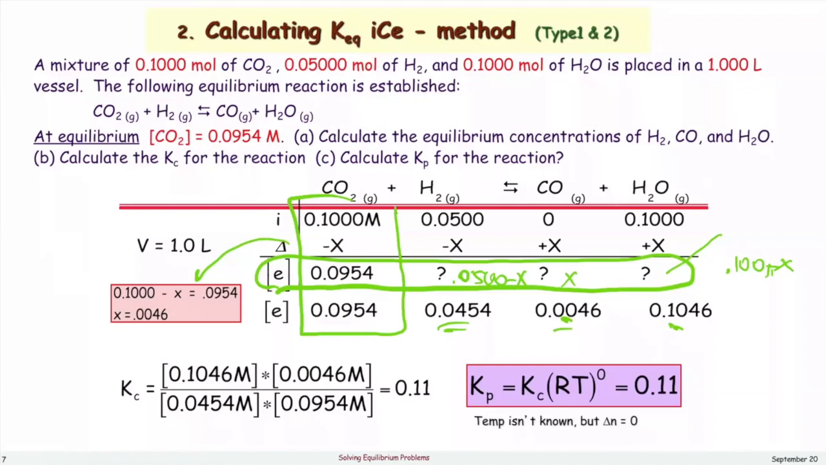Now let's take a look at a more complex one. And the other thing I want you to note here is that if you look at the balance equation, this is a 1, this is a 1. So the sum of the coefficients of the products equals 2. This is a 1, this is a 1. The sum of the coefficients of the reactants equals 2. 2 minus 2 equals 0. So delta N equals 0. So RT to the 0 power is just 1. So Kc and Kp in this particular case are equal to each other.